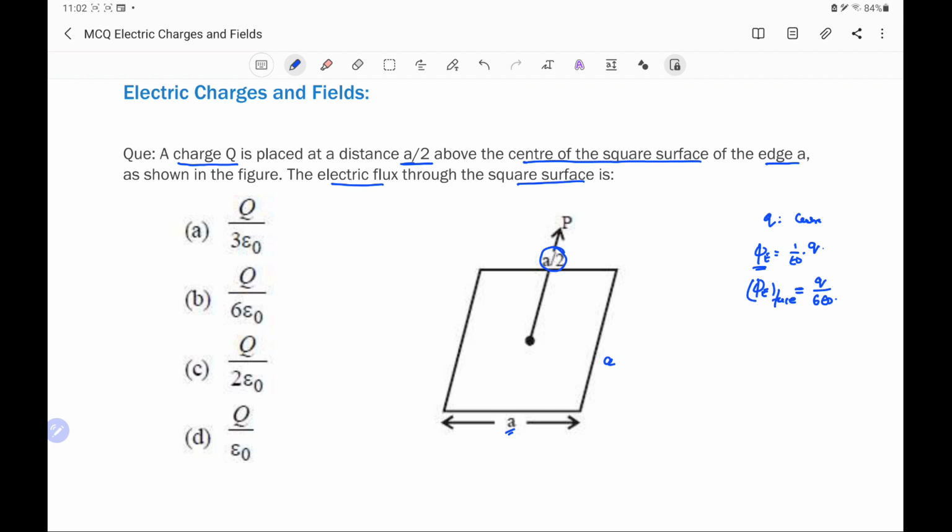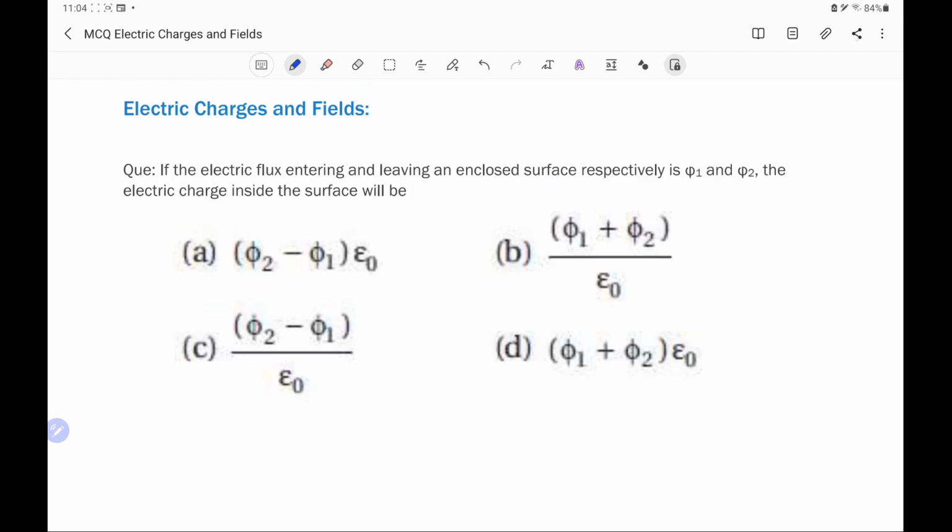So if we complete this cube, we will have a similar situation, that charge Q is placed at the center of the cube and we have to find the flux through the square surface. It means through one of the faces. So we can easily write that the electric flux through this square surface will be equal to 1/6 of the total flux through the cube, that is Q by epsilon naught times 1/6. So the answer is Q by 6 epsilon naught. Hence option B is the correct option.